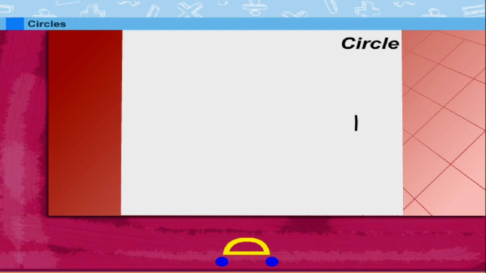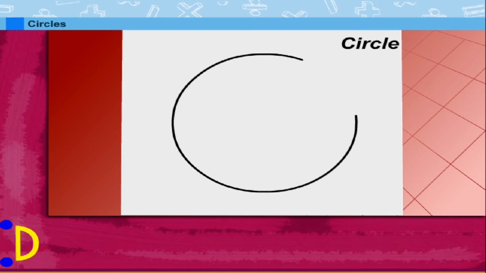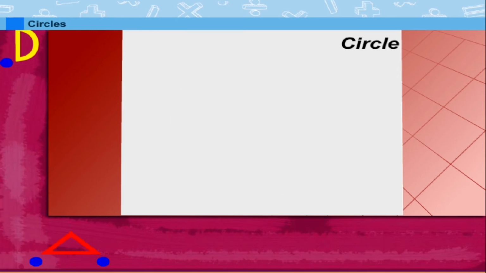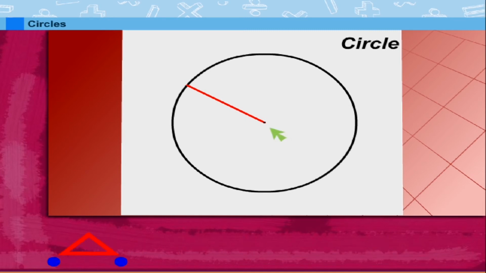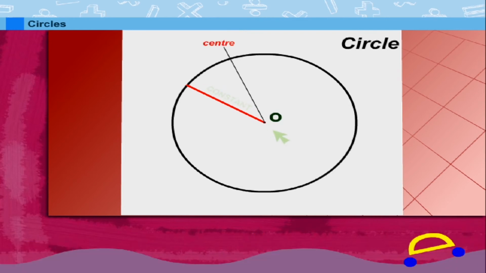By definition, a circle is a plane figure contained by a curved line traced out by a point which moves so that its distance from a certain fixed point is always constant. The fixed point is called the center of the circle and the constant distance is called the radius.